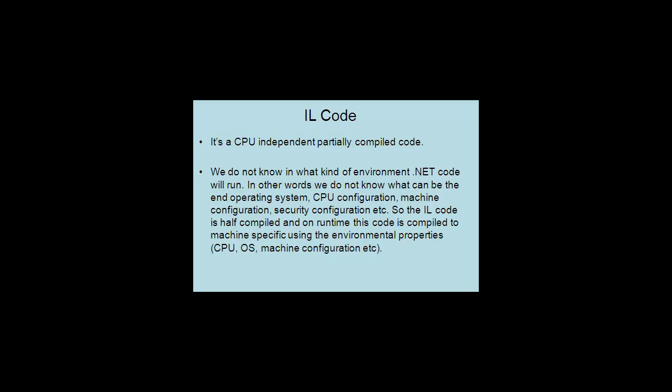So we do not know the CPU configuration, the machine configuration, the security configuration. So what the .NET platform has done is that whenever you write code, it just compiles it to a half compiled code. And at runtime, this code is compiled as per the machine-specific instructions and environmental properties. It reads and says, okay, this machine has Windows 2003 or Windows Server running on it, so this is the optimized, machine-specific compiled code for it. That's why the IL code is left open-ended until the execution is done.